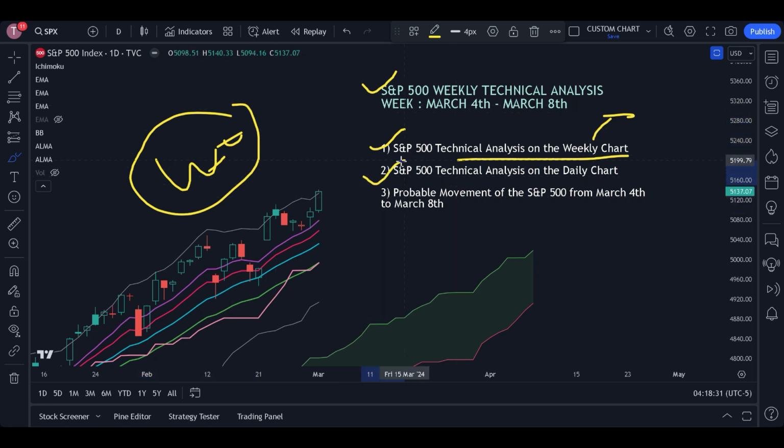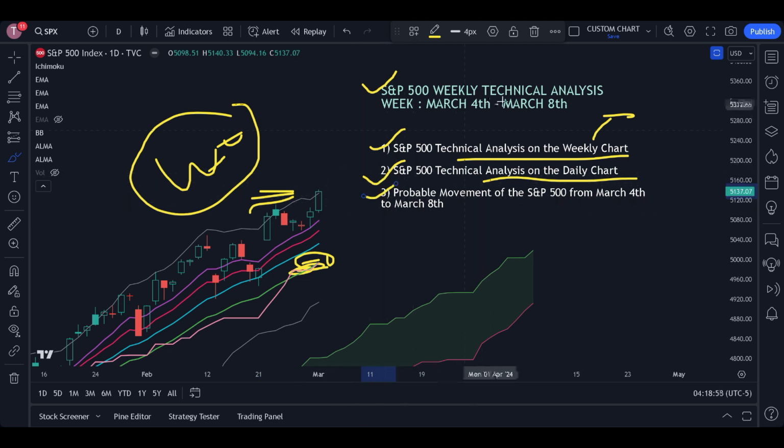Point number 2 of the agenda is the S&P 500 technical analysis on the daily chart. Just like the weekly chart is the big picture, the daily chart means the short term picture for a week or two. Through the technicals I will show you this technical configuration, how bullish or how bearish it is. And we will also use this to deduce the trend for the next week.